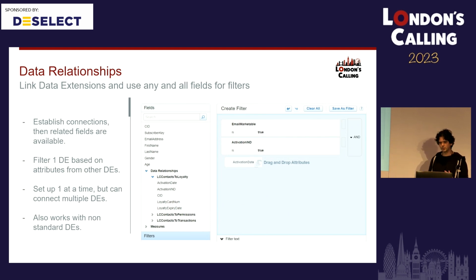They are kind of attribute groups for data filters. You establish connections between different data extensions, and then you can essentially filter one data extension with data from other data extensions. They're a bit of a pain to set up. You do have to set them up one at a time, but once you do, you can pretty much see loyalty, permissions, transactions, all of these fields are showing up in my contact data extension when I'm setting up a data filter. It also works with non-standard DEs, so if you have synchronized data extensions, Salesforce data extensions, even other filter data extensions that you created, it works out all good.